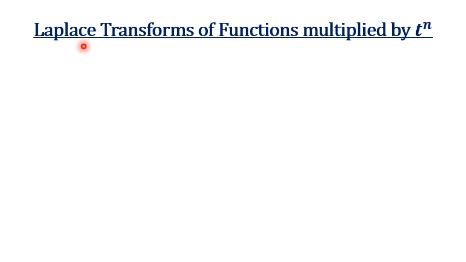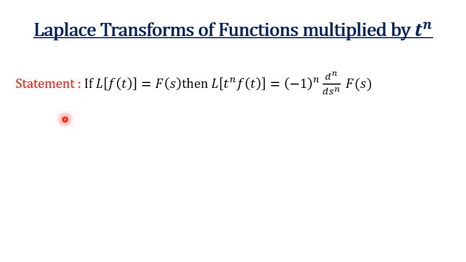In this video, we are going to see the topic Laplace transform of a function multiplied by t raised to n. So let us start from its statement. If the Laplace transformation of f of t is equal to F of s, then the Laplace transformation of t raised to n into f of t is equal to minus 1 raised to n into derivative with respect to s nth time of function F of s, where this F of s is a Laplace transformation of this f of t. Okay, so this is our property.